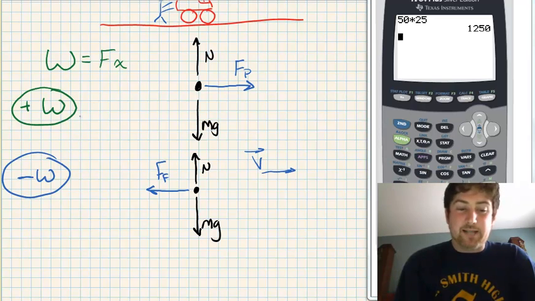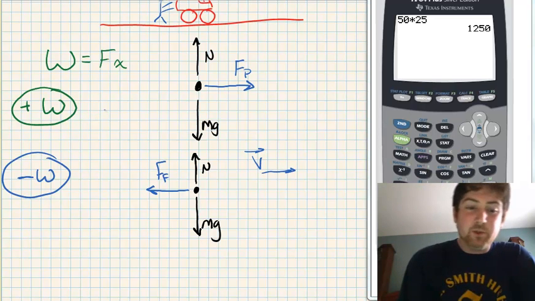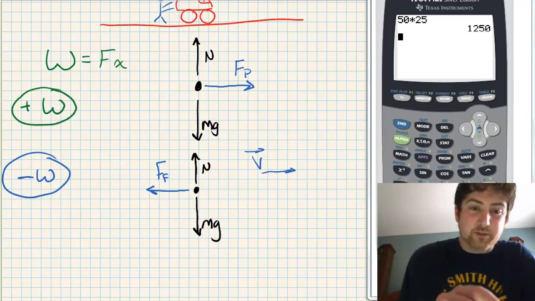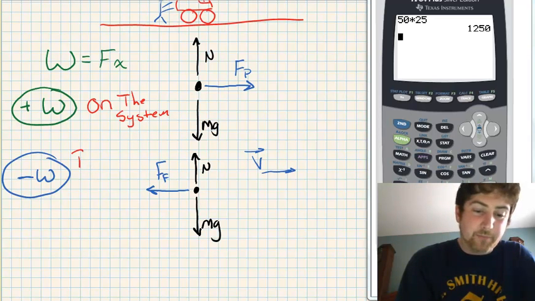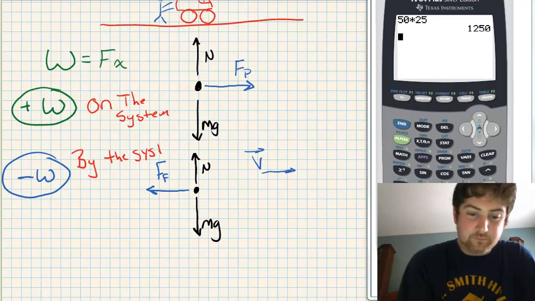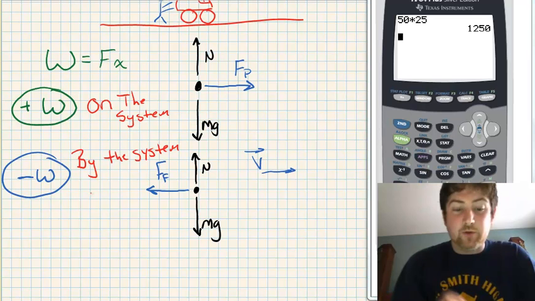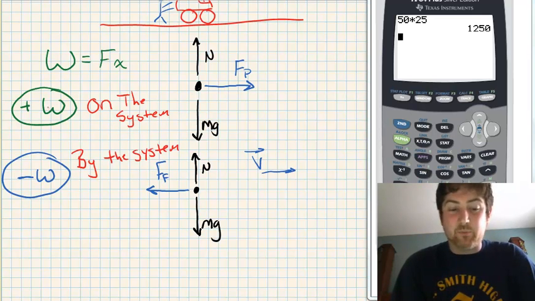So we have a difference between positive and negative work. We often call positive work work done on the system, and we call negative work work done by the system. So if you ever see work done by the system in a problem, they're talking about negative work. If they're talking about work done on the system, we're adding energy, and it'll be positive work.